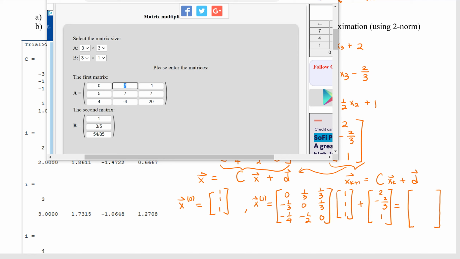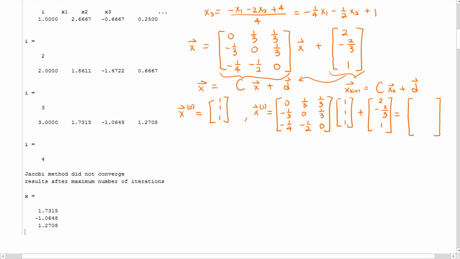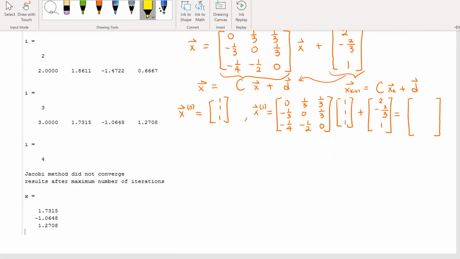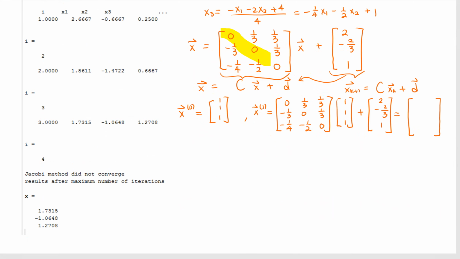Okay. By the way, do you realize this matrix C? The diagonal elements are zeros, and that's always the case because you solve x1 from equation 1, so there's no x1 on the right hand side. And then you solve x2 from equation 2, you solve x3 in equation 3. So the resulting matrix you get, the diagonal entries are just going to be 0.